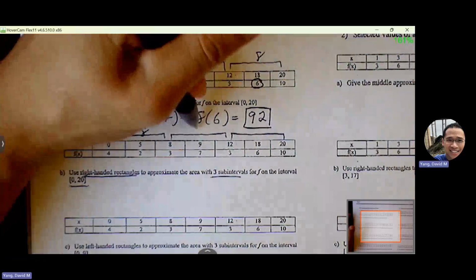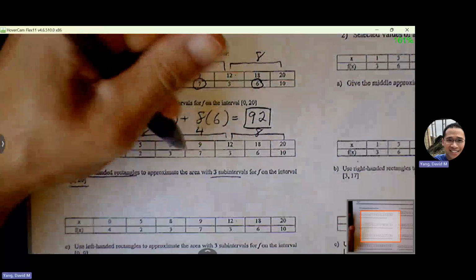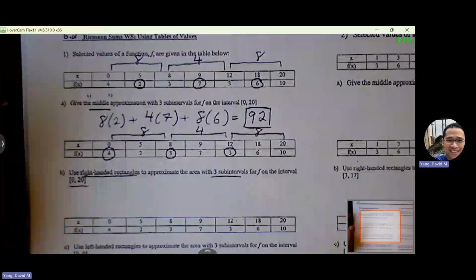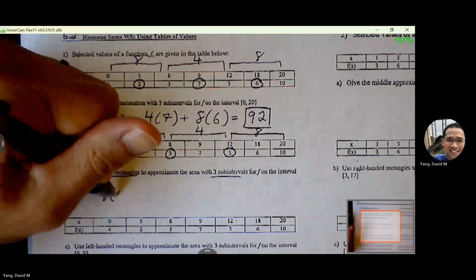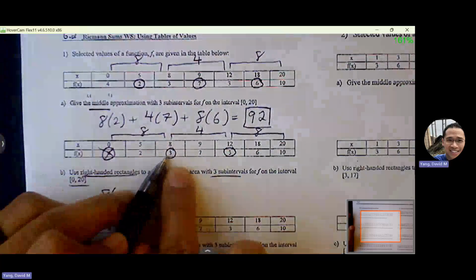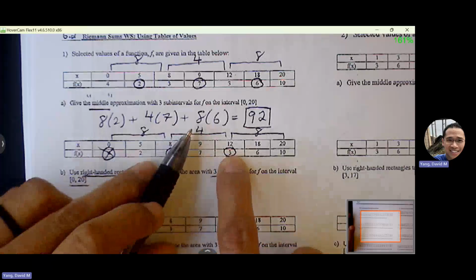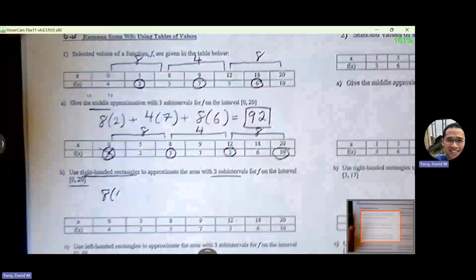Same width, but we're just picking off the left y value of each subinterval. Oh, sorry, my bad. Right-handed, my bad. So 3 is the height of my first rectangle. 3 is the height of my second rectangle, and 10 is the height of my last rectangle.